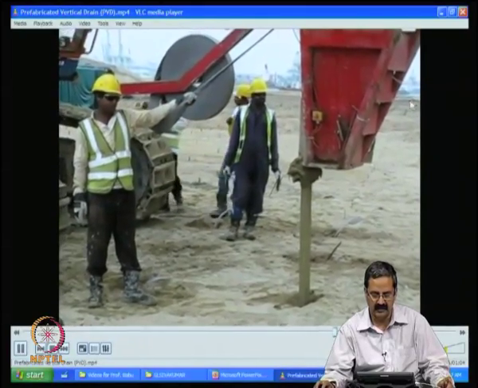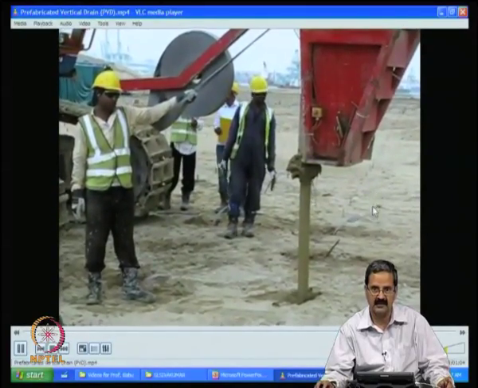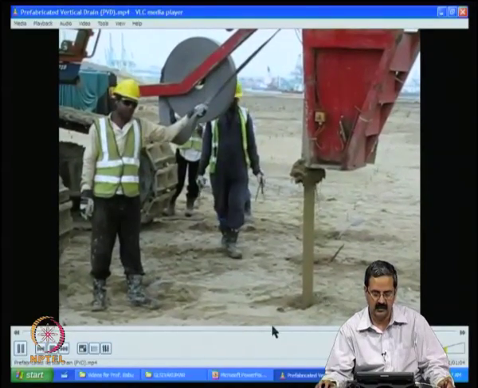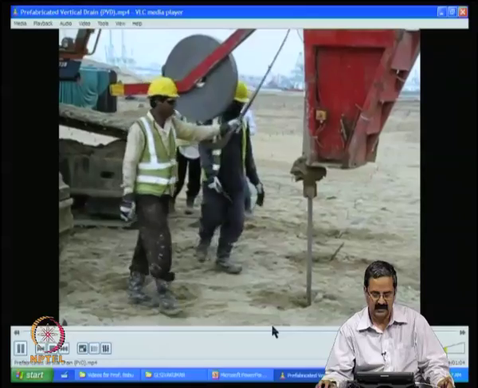You can see a lot of other drains here along this line. Say for example, this is an installation of drains along which it is there. Yeah, now it is cut.